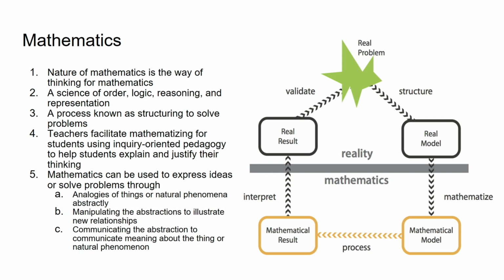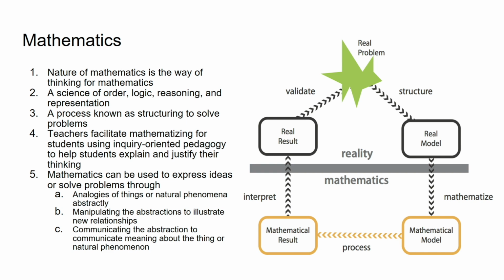You'll see that mathematicians will express their ideas or solve problems through three broad categories. The first one is using analogies of things or natural phenomena abstractly. A good example is when you look at the growth curve of really any living thing, plants or animals, that maps very nicely into a logarithmic equation.